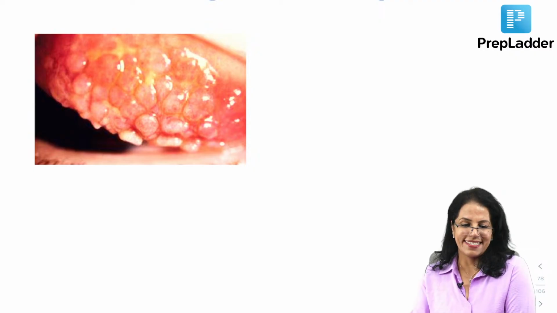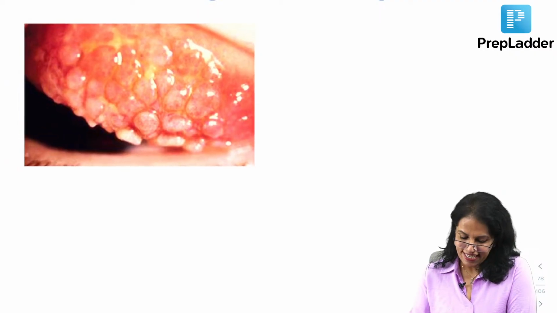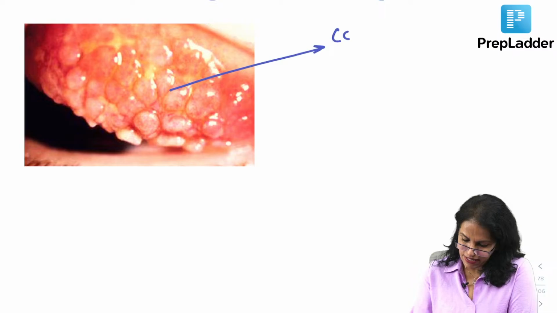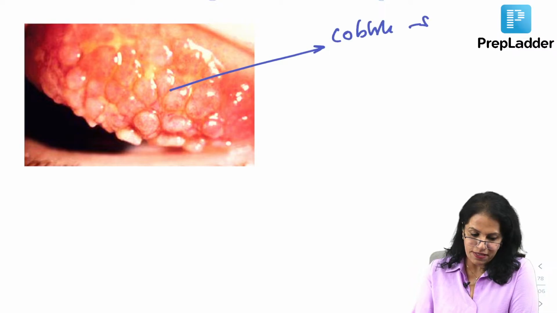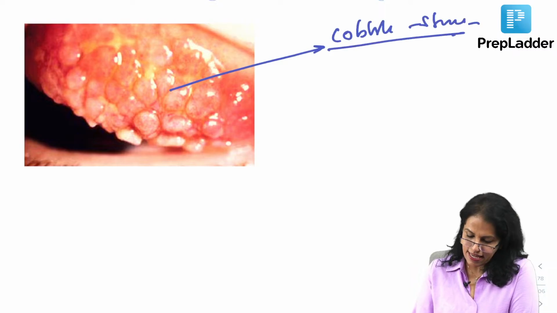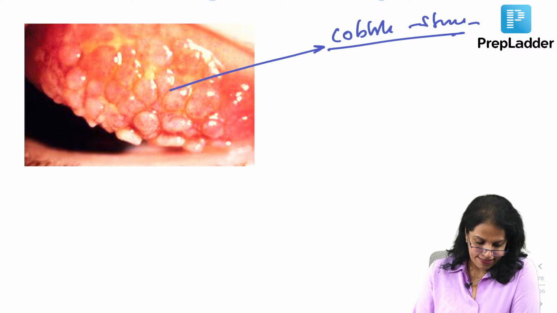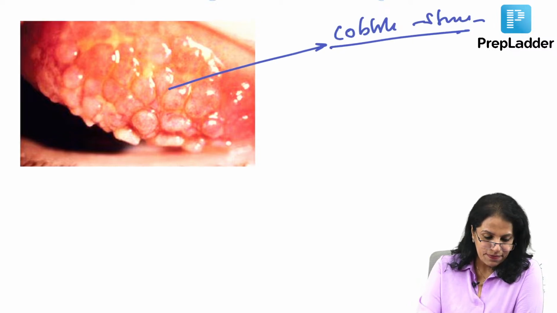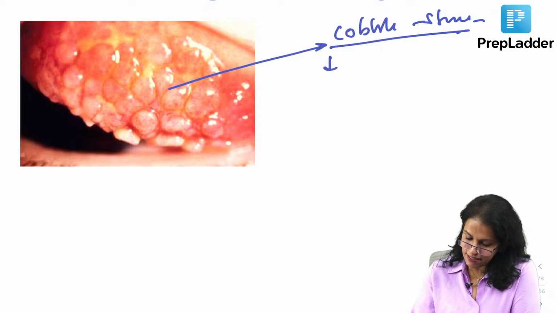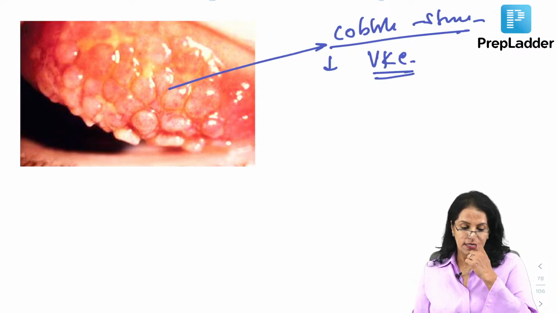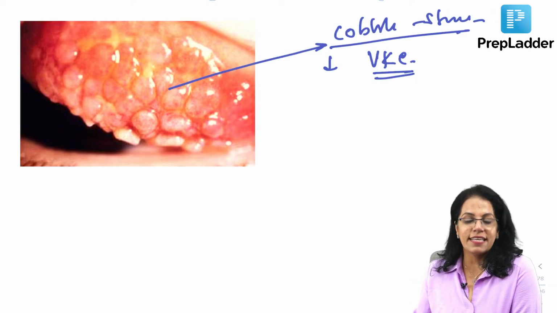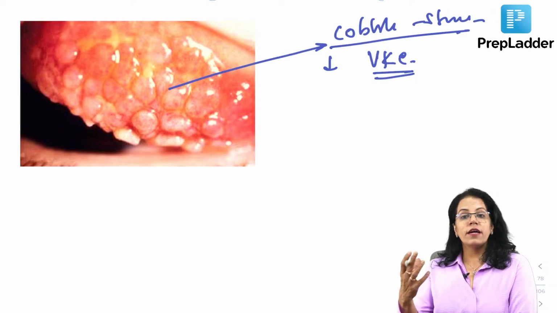Very simple image. So you can see the cobblestone appearance. Cobblestone appearance is of course seen in vernal keratoconjunctivitis, isn't it? So cobblestone in vernal keratoconjunctivitis. What other questions do we have to remember?